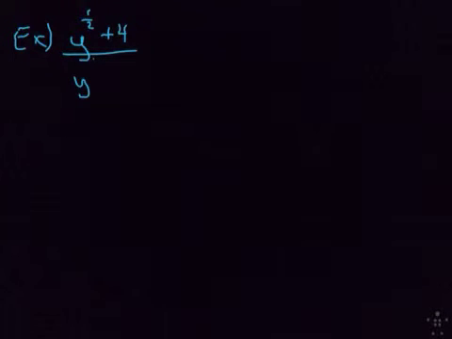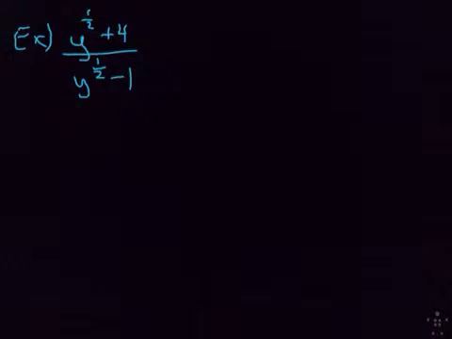Related topic with rational exponents is rationalizing a denominator using a conjugate pair. So this will be the last example of the lesson. In the numerator we have y to the 1/2 plus 4, all over y to the 1/2 minus 1.